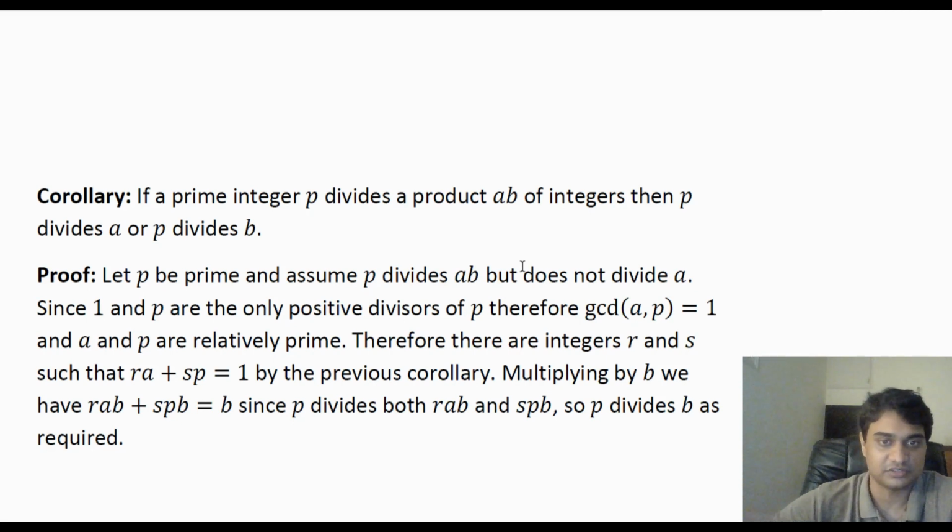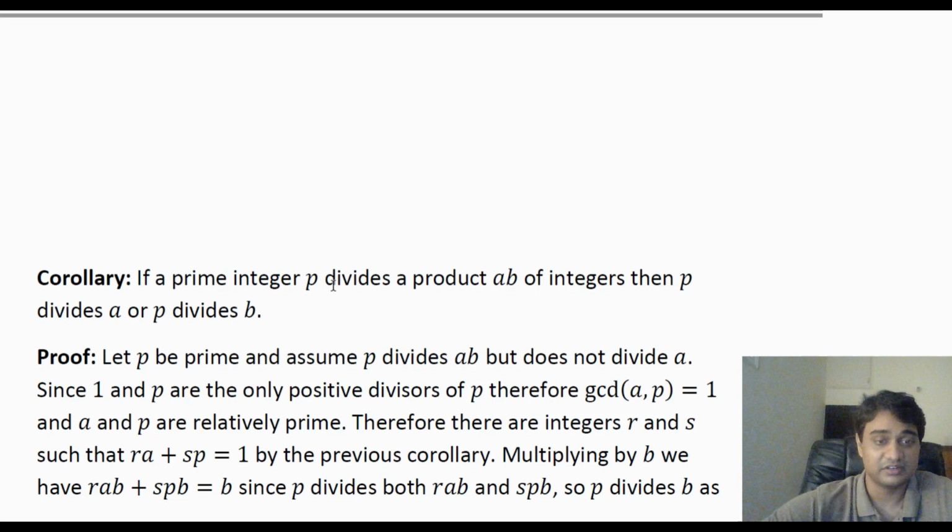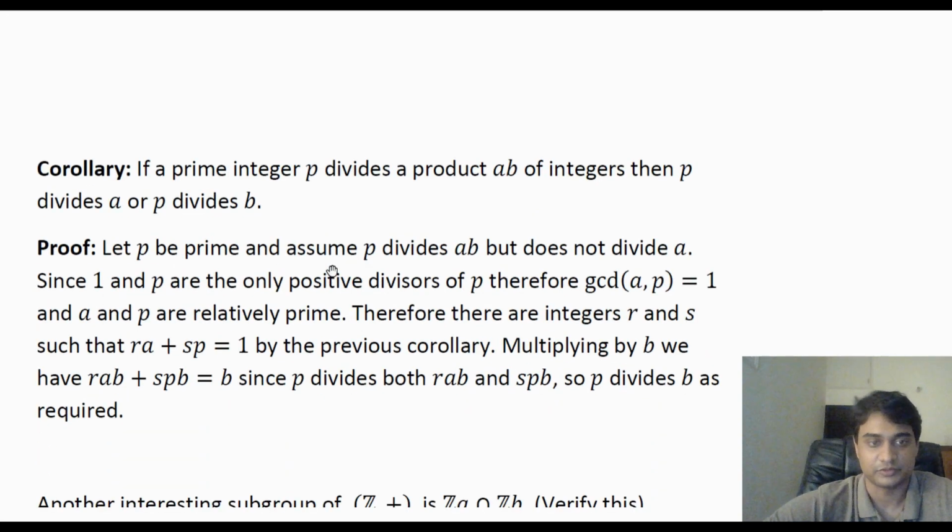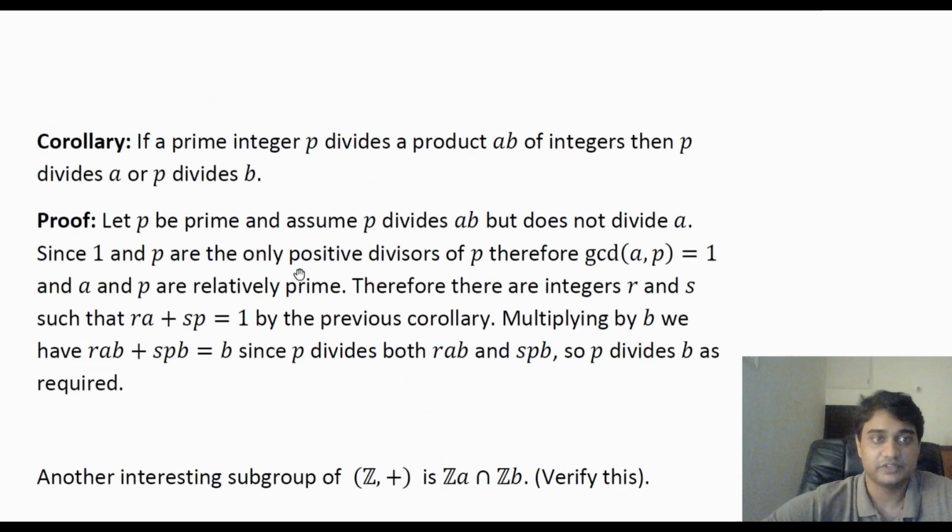It is not obvious at all. It can be true that some integer divides the product ab but does not divide either a or b, so it's not obvious at all. But if it is a prime integer p, then it has to be true that it divides a or divides b. And we see the proof of it. It's another interesting proof from number theory that we prove with the help of group theory.